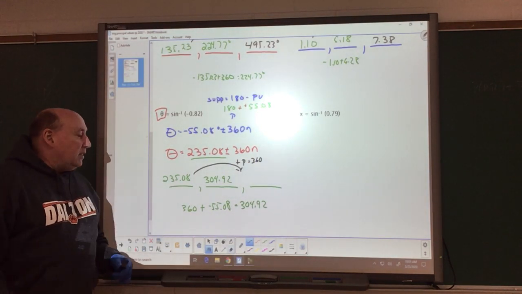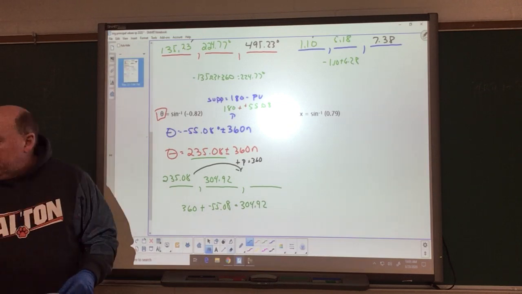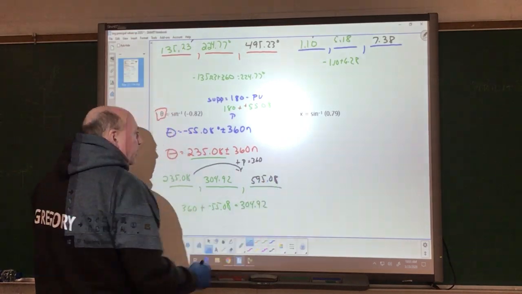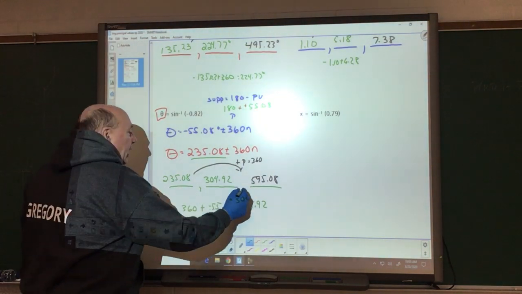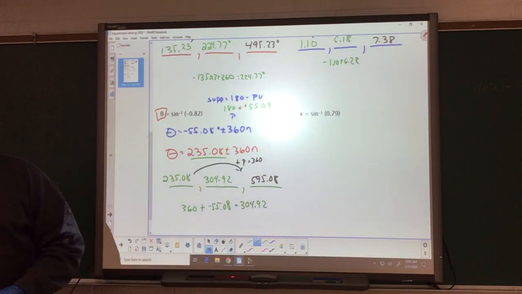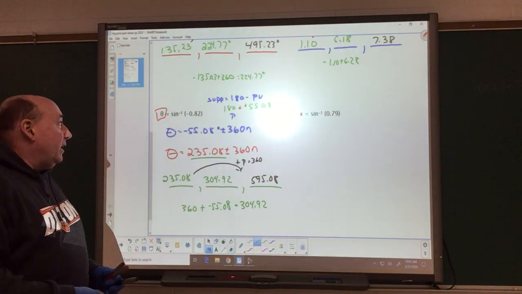So we have 235.08 plus the 360, so we have 595.08. And once again, if you take the sine of that value, not the inverse sine, the sine of this angle, go ahead and try it, sine of 595.08, you get negative 0.81995, close to negative 0.82.